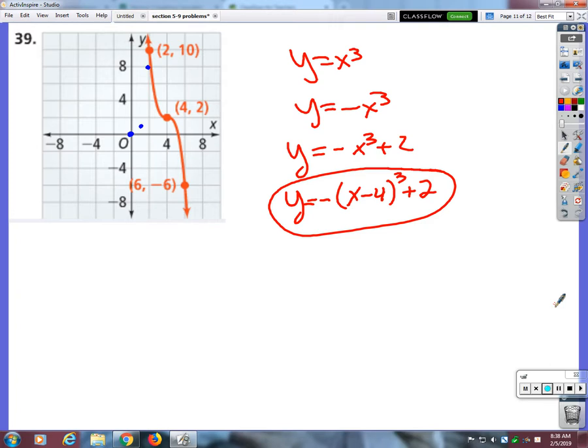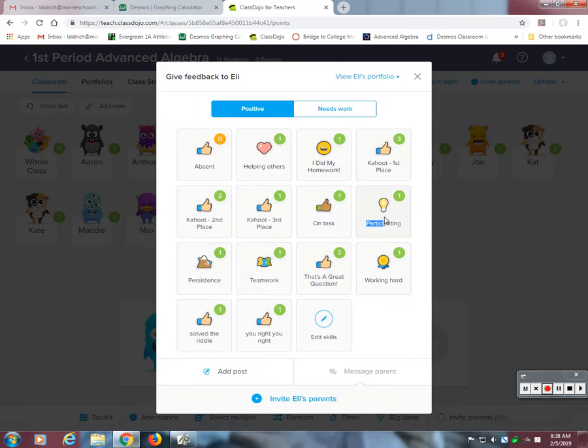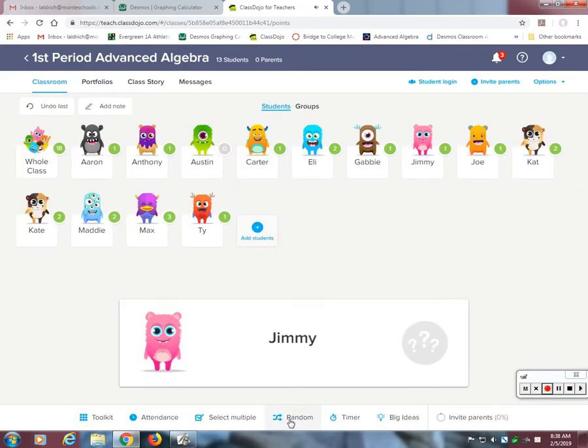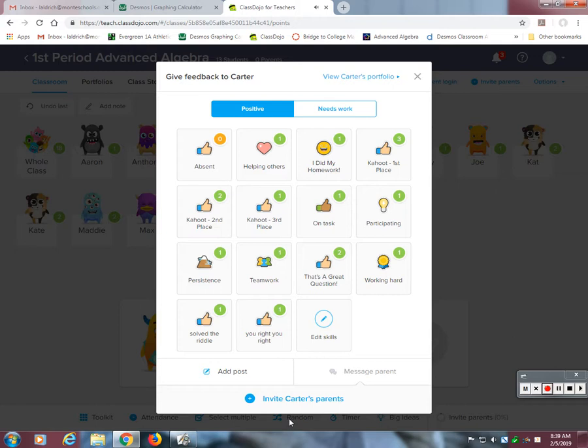All right, so the final answer that we're looking for there is: flipped over the x-axis, 4 to the right, and up 2.